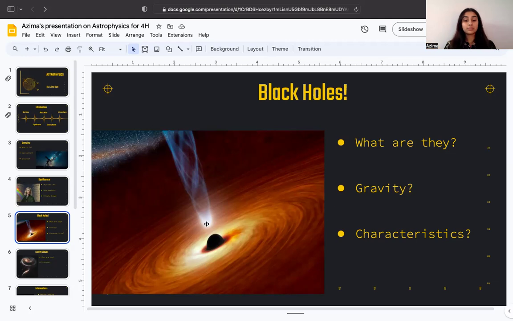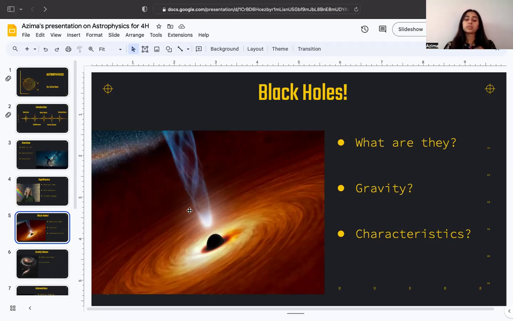What does gravity have to do with a black hole, though? This is light going into a black hole. And this is important because a black hole is pure gravitational force, meaning that there are areas in space where gravity is so strong that not even light can escape it.